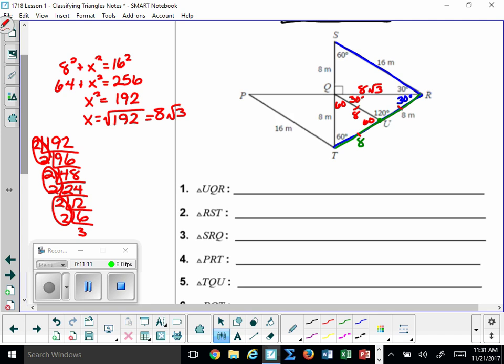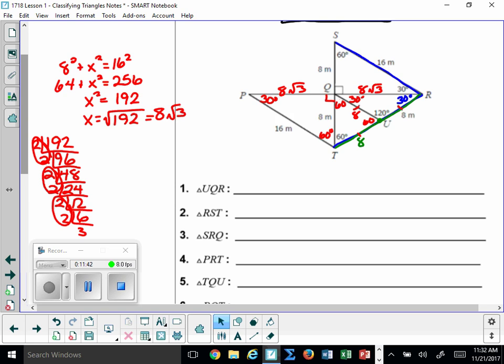Then my last triangle. Angle Q, I have a right angle, vertical angle theorem. 16 and 8. I've seen that before. Oh, the triangle on the top right and the triangle on the bottom left are congruent triangles to each other. So this has to be 8 square root of 3. Opposite the 8 meters would be 30 degrees, and opposite 8 square root of 3 is 60 degrees.